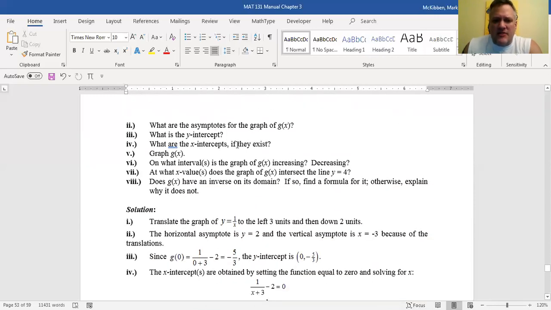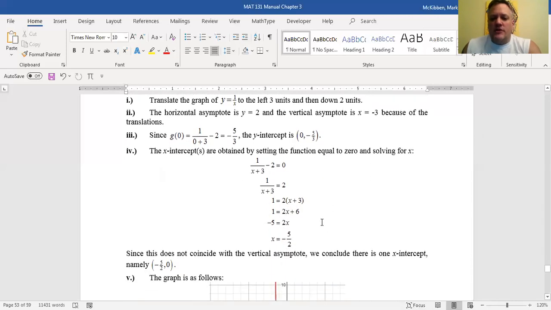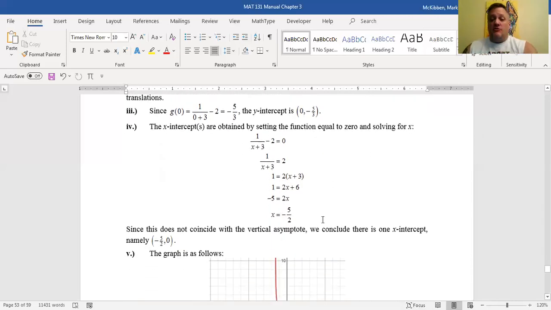And to find the x-intercept, if it exists, we basically want to set this function equal to 0 and solve for x. And so that's where your solving rational equations comes from back in your algebra. All right, so to solve this, I'm going to add 2 to both sides. Then I'm going to multiply both sides by x plus 3, distribute the 2, and then I'm going to subtract 6 and divide by 2. All right, so I get x equals -5/2 as the x-intercept.